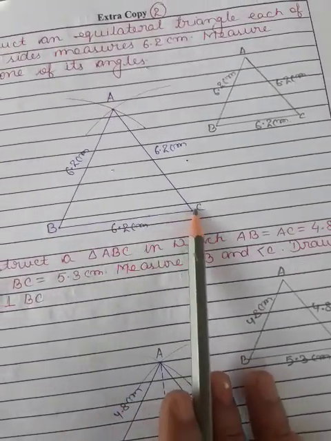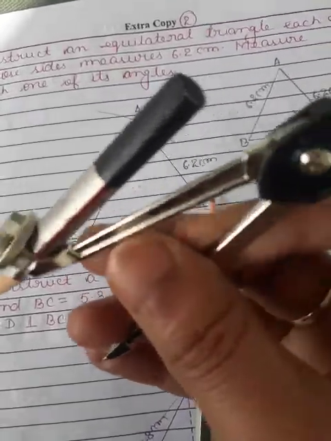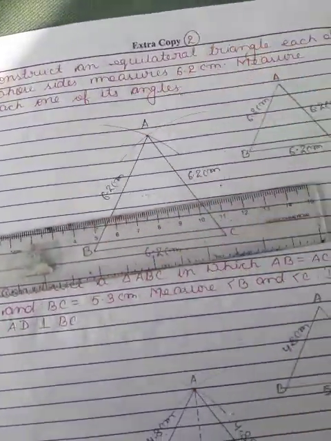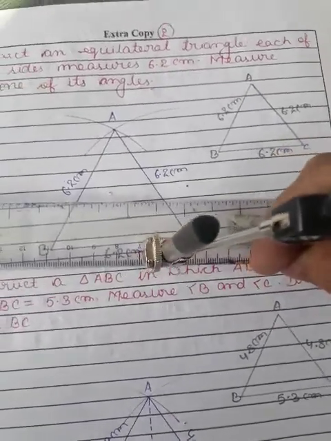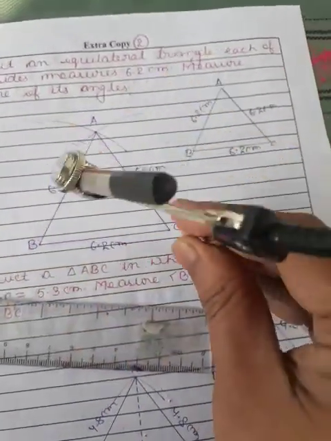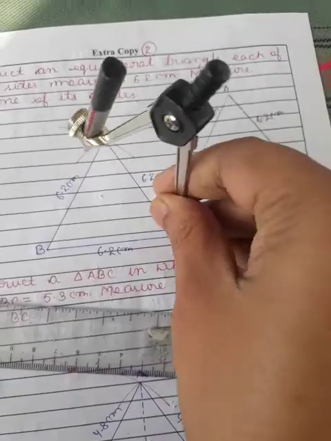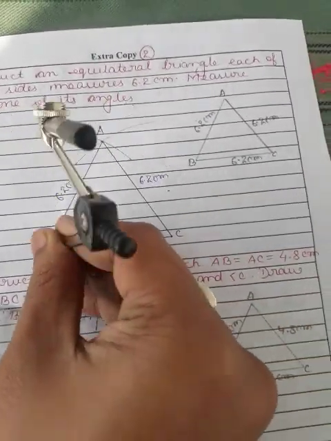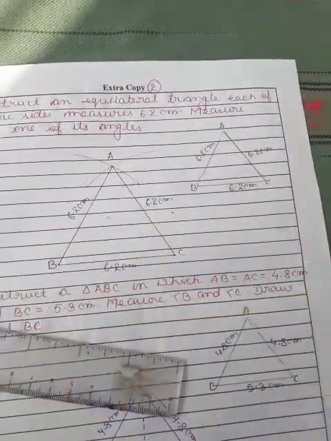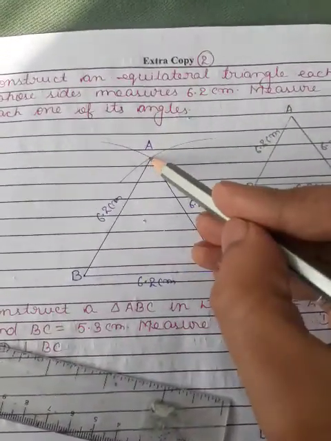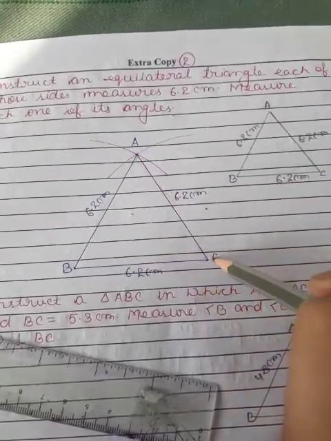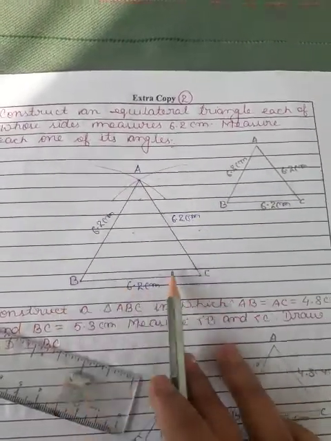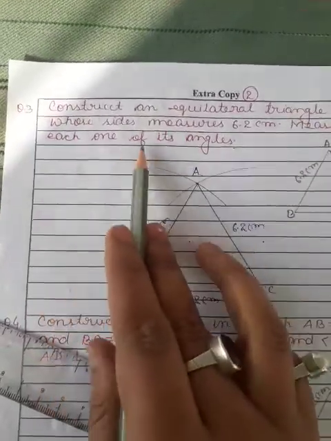We will draw one base, and then with the help of the compass you take 6.2, measuring with the help of the scale. Okay, 6.2 we will measure, and then put on C and draw one arc like this, and then put on B and cut the arc. Now where both the arcs are meeting, put one dot and join with the help of the scale, and join this also with the help of the scale. So this is the equilateral triangle, and then we have to measure each one of its angles.